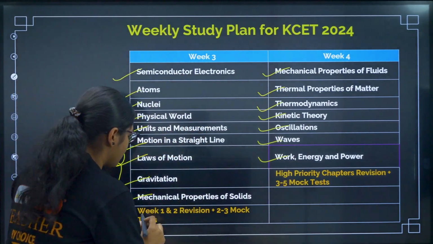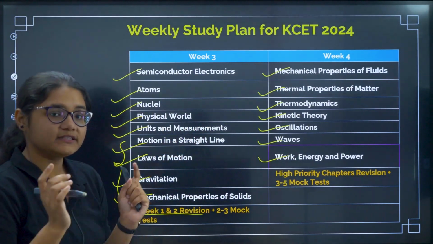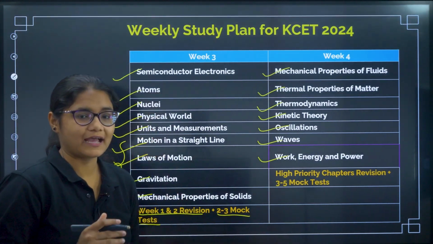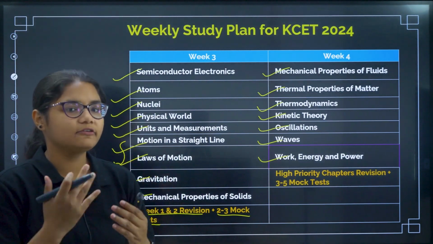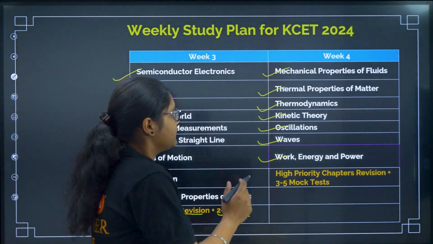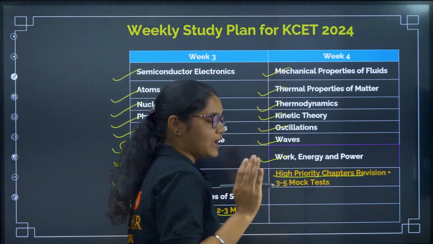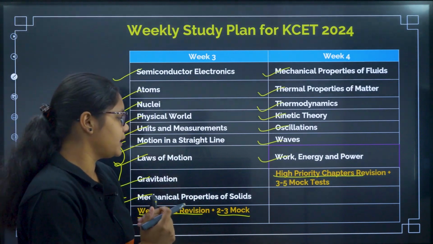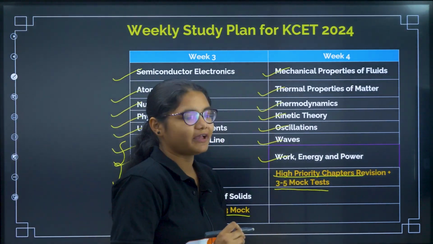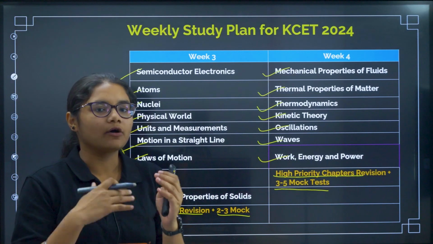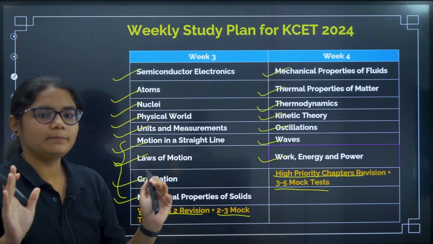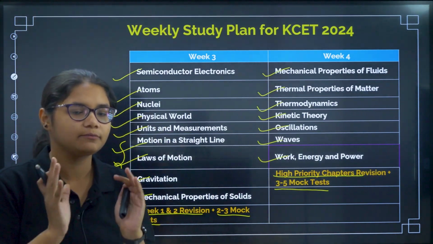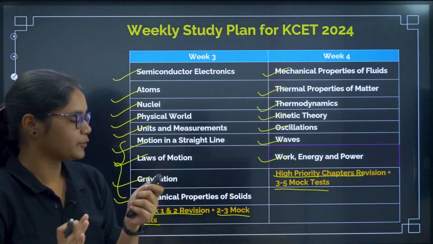In week 4, you have to complete the revision of week 1 and week 2, which consisted of high and moderate weightage chapters. And then you also have to write 2 to 3 mock tests. As we are now approaching the exam, the number of mock tests has to increase. Okay, and then in the last week you have to just do the revision of high priority chapters, revise the formula sheets you have made, revise the short notes that you have prepared, and also write a minimum of 3 to 5 mock tests, so that you can analyze how your preparation is going. So this is the overall plan for these 4 weeks, so that you can channelize your preparation properly and improve your scores.